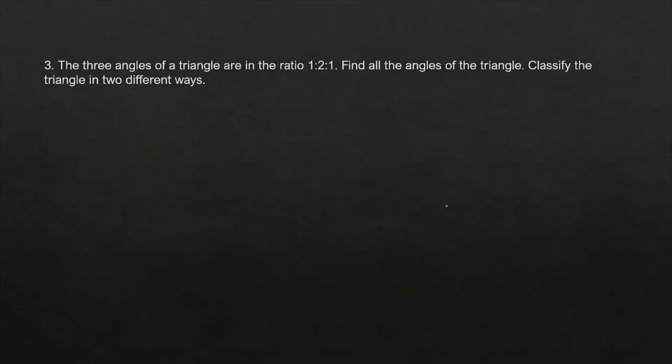The three angles of a triangle are in the ratio 1:2:1. Find all the angles of the triangle. Classify the triangle in two different ways. Here it's given that the ratio is 1:2:1. We can say that it's x plus 2x plus x if we multiply each one with x and turn it into a measurable value. So this is equals to 180 degrees.